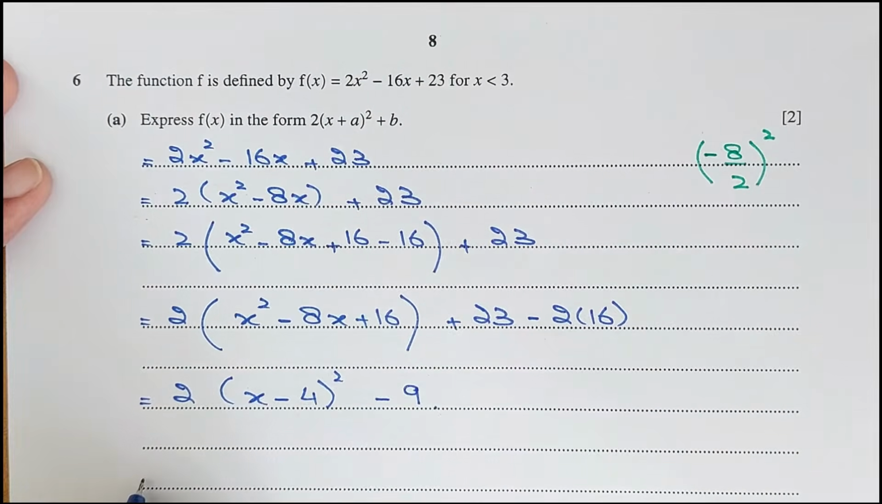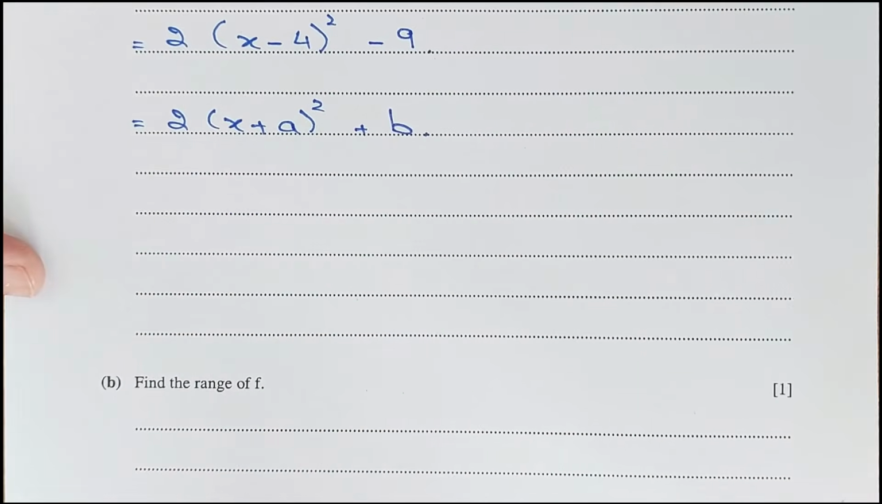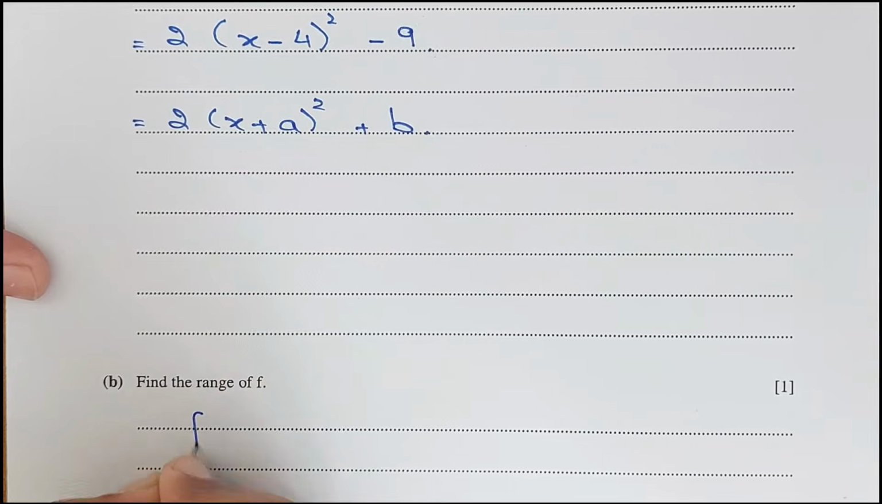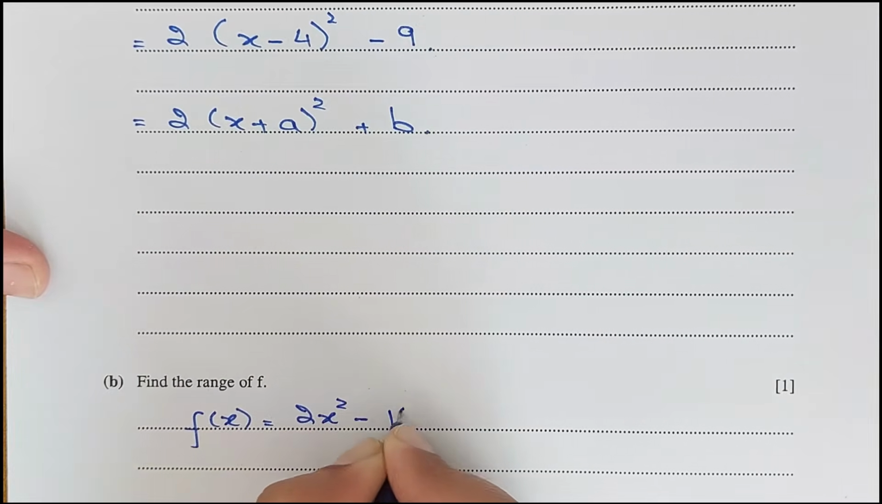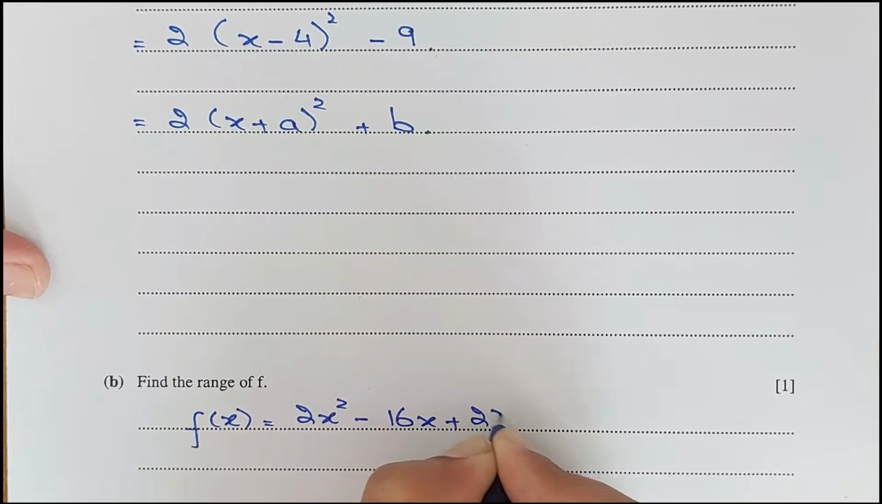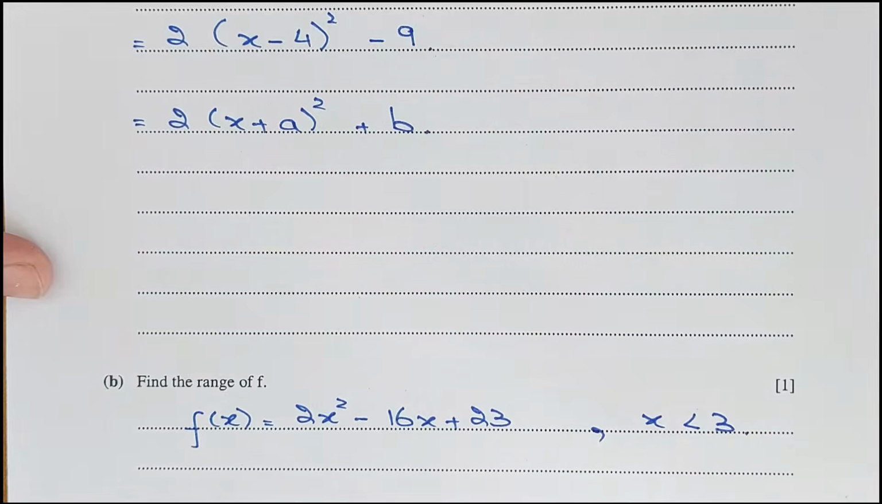So this is converted into the form of 2 times (x plus a) whole square plus b. So the a value is negative 4 and the b value is negative 9. Now for part B, find the range of the function f of x. So f of x is given, which is 2x square minus 16x plus 23 for x less than 3. All the values which are less than 3.